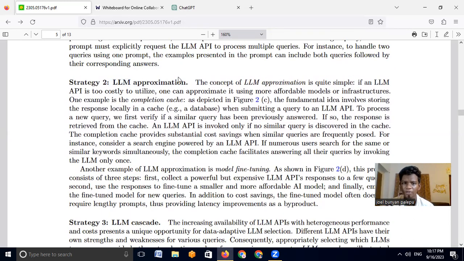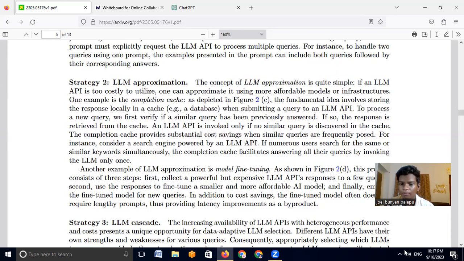Strategy 2, LLM approximation. The concept of LLM approximation is quite simple. If an LLM API is too costly to utilize, one can approximate it using more affordable models or infrastructures. One example is completion cache, as depicted in figure 2.